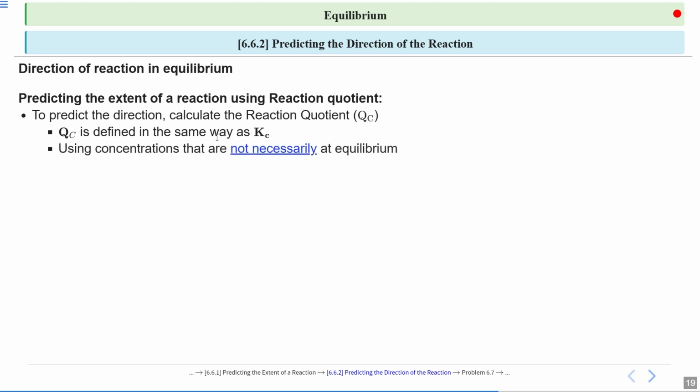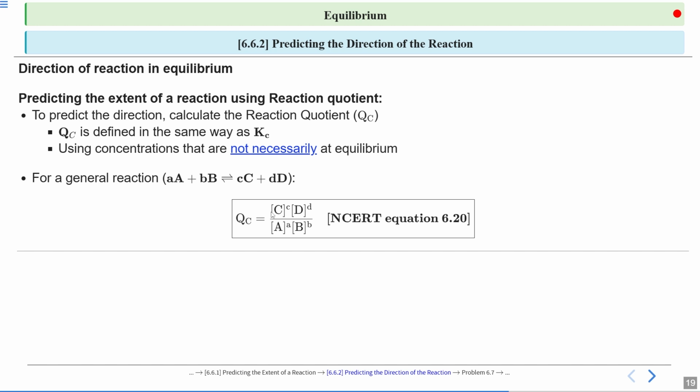Right? So this is your first condition, that your Qc will be calculated in the same way as Kc, and it is not necessary that your reaction must be at equilibrium to calculate the Qc. Then for a general reaction, suppose we are writing the reaction quotient. So this is your reaction A plus B going to C plus D. Then in that case we can write Qc as the concentration of C, at equilibrium or not at equilibrium, so both conditions are possible, raised to the power small c, then the concentration of D divided by the concentration of A raised to the power small a, and the concentration of B raised to the power small b.